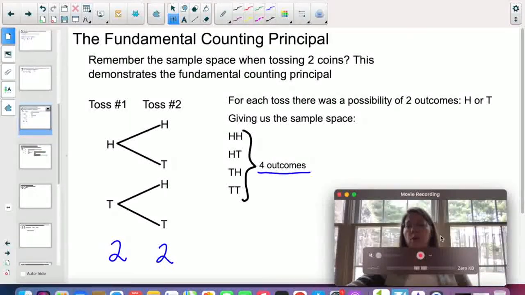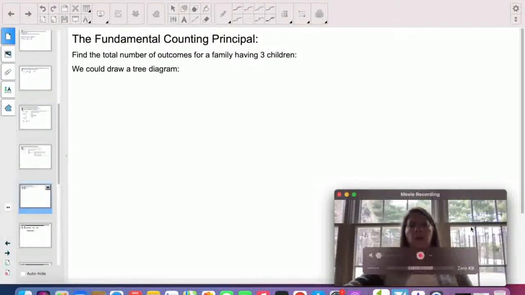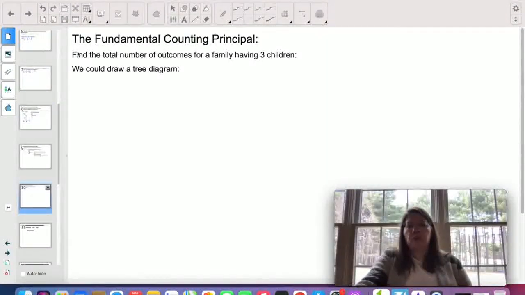And this is known as the fundamental counting principle. We take how many outcomes are possible for the first event, how many outcomes are possible for the second event, and then we multiply those 2 things together. So here's some real simple examples on this. We're going to use the fundamental counting principle to try to figure this out. Find the total number of outcomes for a family having 3 children.